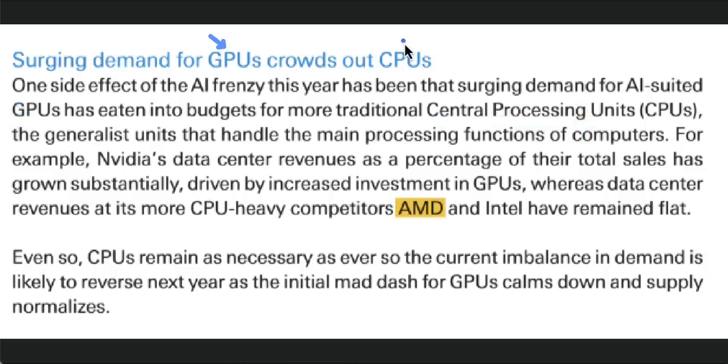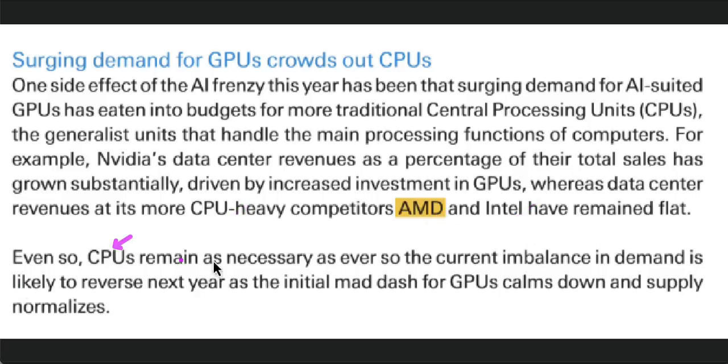This is one of the reasons why we've seen AMD be weak, and it could be a reason why AMD sells down, and you might see the AI names sell with it, but it really shouldn't be that way. I wanted to explain this because people need to be aware of it before it comes out. For example, NVIDIA's data center revenue as a percentage of their total has grown substantially, I'll show you this in a minute, driven by increased investment in GPUs, whereas data center revenues at more CPU-heavy competitors, AMD and Intel, remain flat.